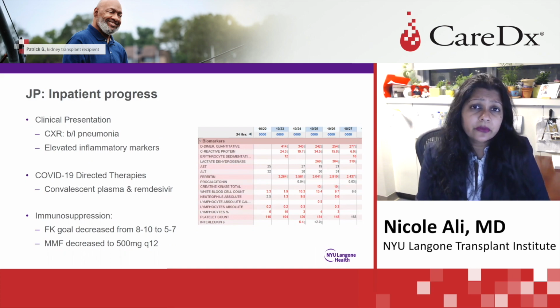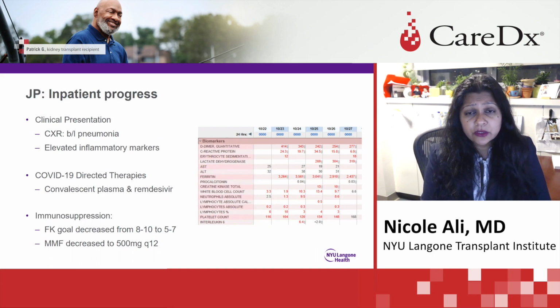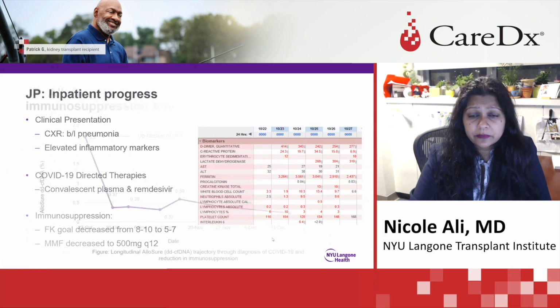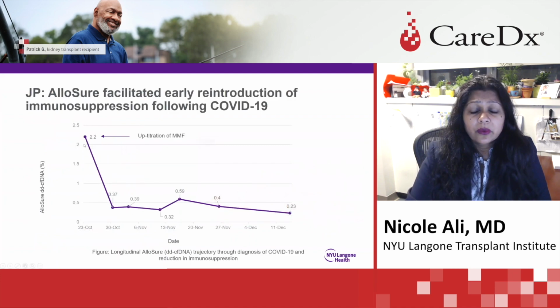But as we all know, we do these things and we are not really sure how they're going to turn out until time passes. So we halved his immunosuppression, treated him with remdesivir and convalescent plasma, and saw that he did improve clinically and that his markers improved as well. Now, we had this cutting down of his initial immunosuppression pretty early on in his course.